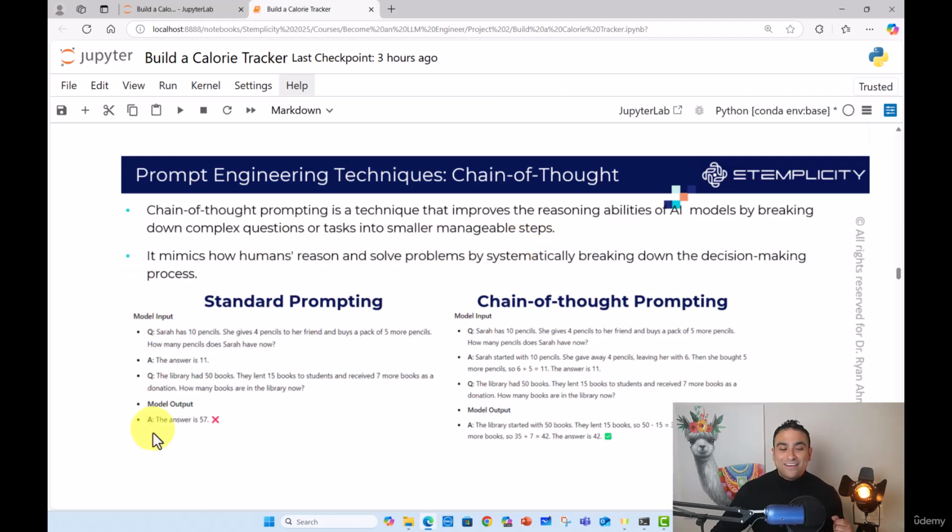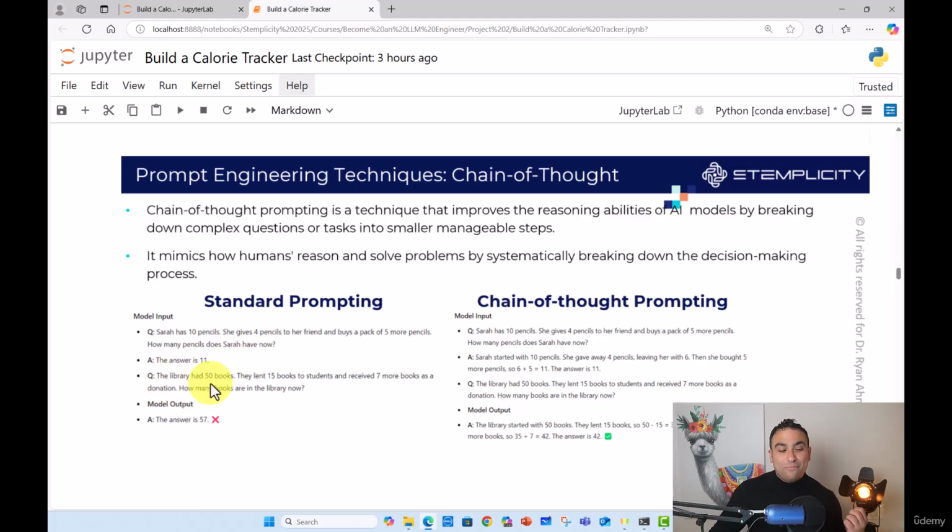On the left-hand side, this is what we call standard prompting. On the right-hand side here, I got what we call chain of thought prompting. So let's assume I ask the AI to do this. I'm going to say, Sarah has 10 pencils. She gives 4 pencils to her friend and buys a pack of 5 more pencils. How many pencils does Sarah have now? The answer is 11.